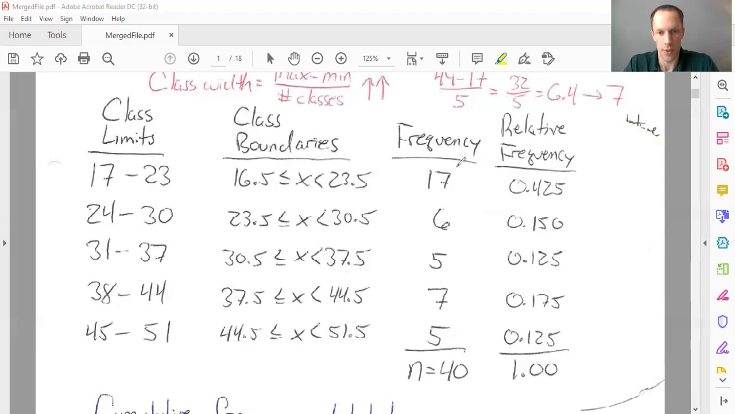We call those the frequencies. If you add up the frequencies, you should get the sample size, because everybody's going to be accounted for in one of these classes. So we add these numbers up, we get 40, which was our sample size.